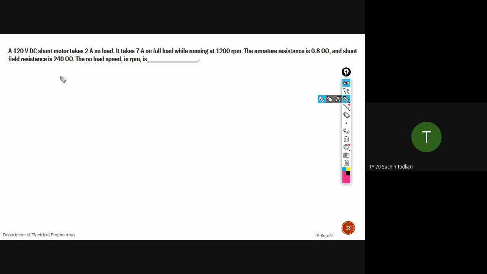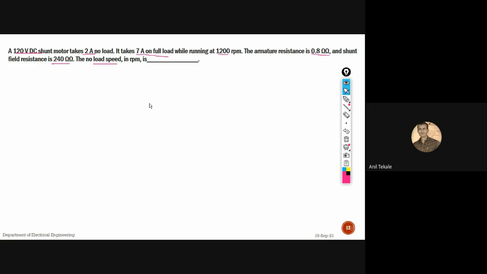A 120 volt DC shunt motor takes 2 ampere at no load. It takes 7 ampere on full load while running at 1200 rpm. The armature resistance is 0.8 ohm and shunt field resistance is 240 ohm. The no load speed in rpm is? Okay, so 120 volt supply is given, 2 ampere at no load, 7 ampere at full load, speed at full load, armature resistance is given, shunt resistance is given, so calculate the no load speed, right?